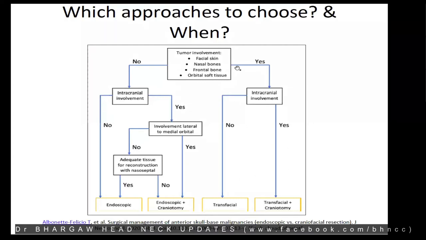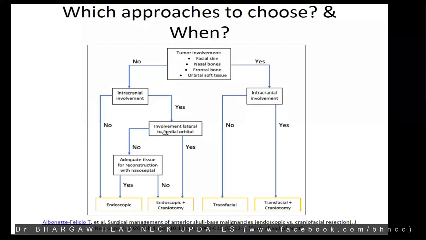That's all. So in the presence of facial skin involvement, nasal bone involvement, frontal bone involvement, or orbital soft tissue involvement, you would do an open approach. You will not do an endoscopic approach. It's fairly simple and straightforward. When none of these are involved, then again you ask the question whether there's an intracranial involvement present or not. If there is no intracranial extension, obviously endoscopic would be the approach of choice. It would be the modality of choice.